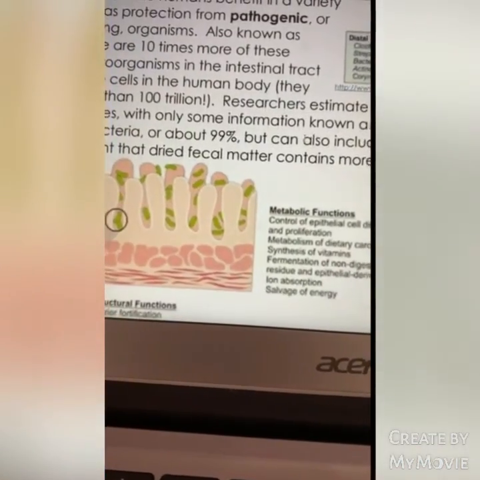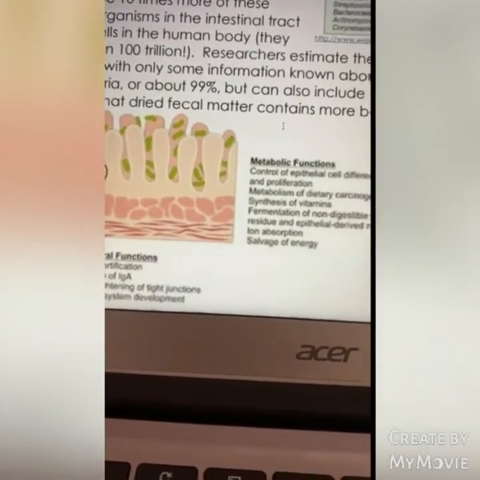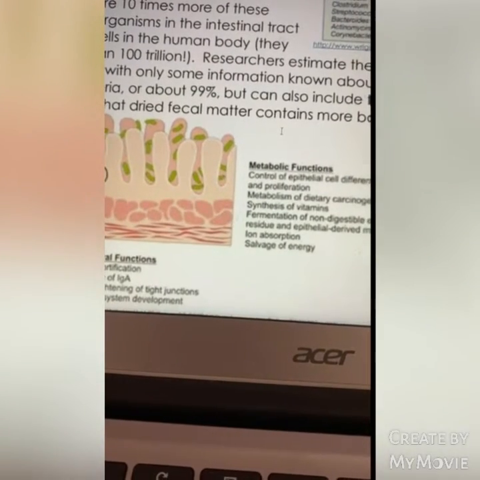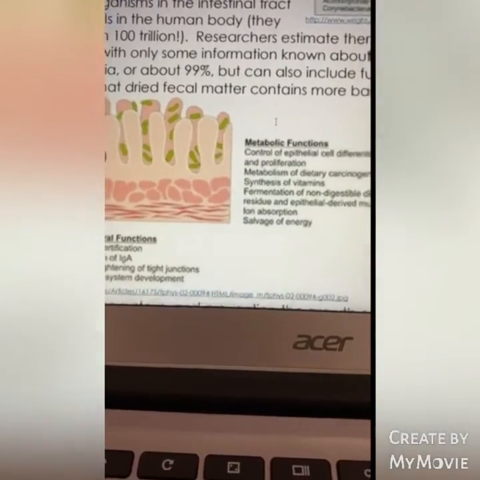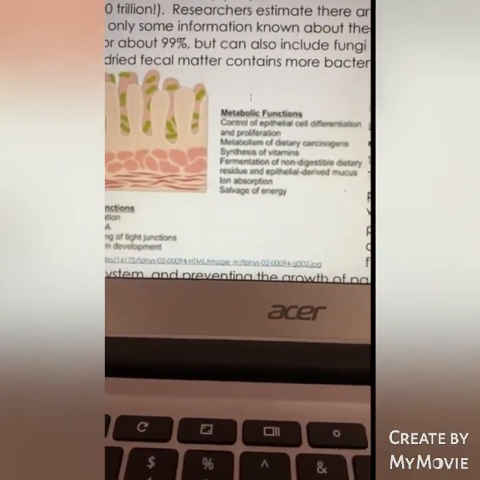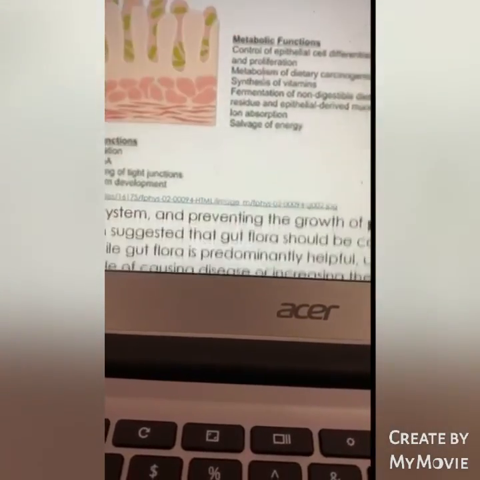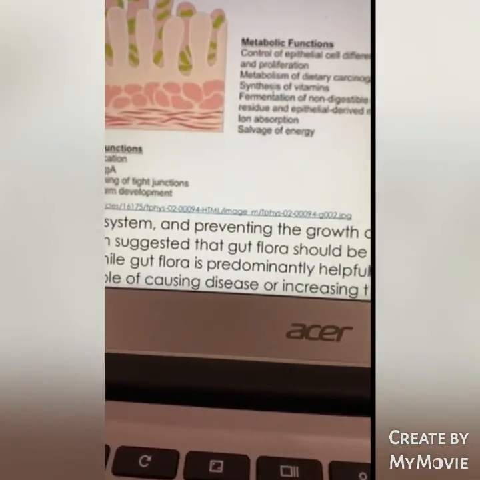Researchers estimate there are 300,000 different species, and only some information is known about them. The gut flora consists primarily of bacteria, about 99%, but can also include fungi and protists. In fact, bacteria are so prevalent that dried fecal matter contains more bacteria than actual feces.